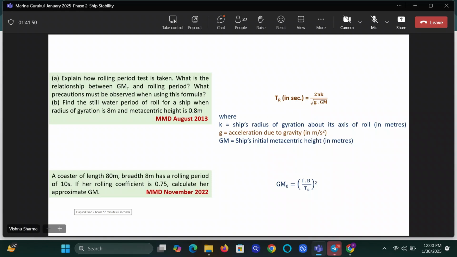Okay. So guys, with this, we come to the end of this particular part. That is the rolling of the ship in still waters. And that finishes the quota for this session.